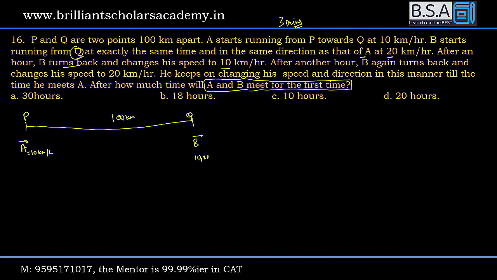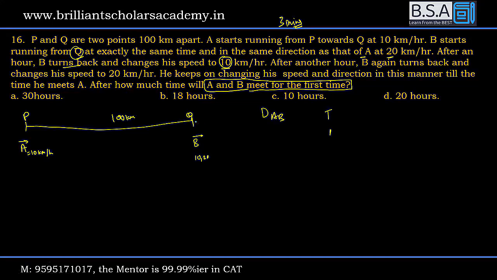B is going to the right side at 20 kmph. After an hour, he turns back and travels at the speed of 10. So please observe. If I go hour by hour, what I'm curious about is what the gap between them is, and how much time I have given them to travel. If I give them 1 hour, look carefully, this person will travel what?